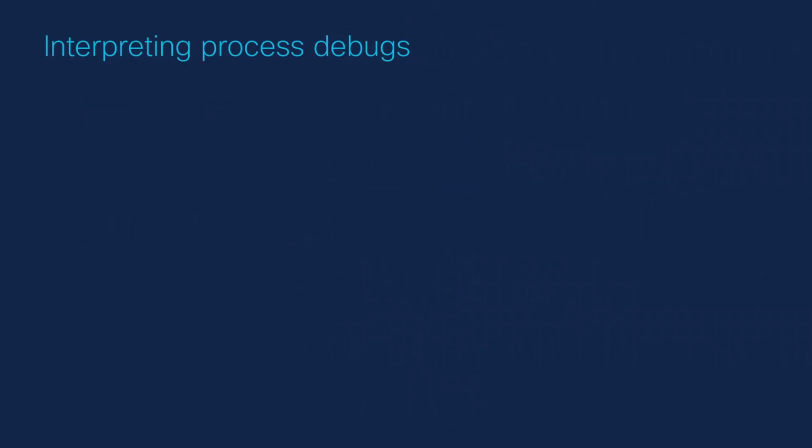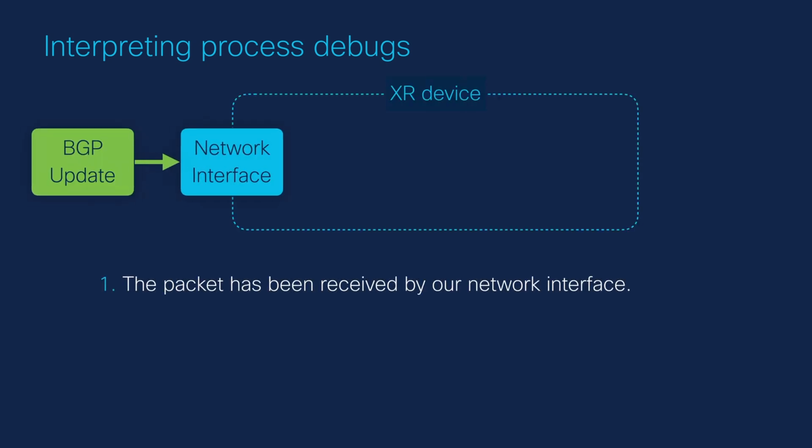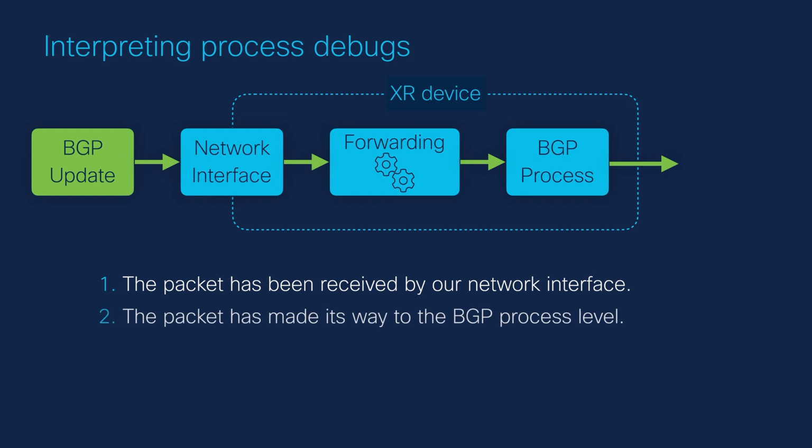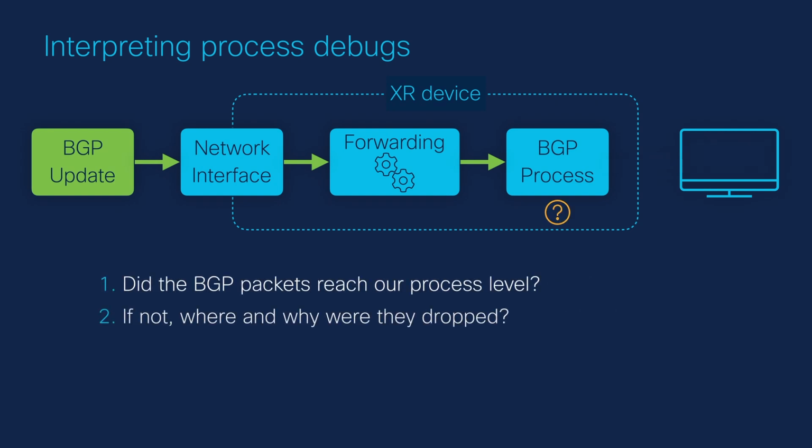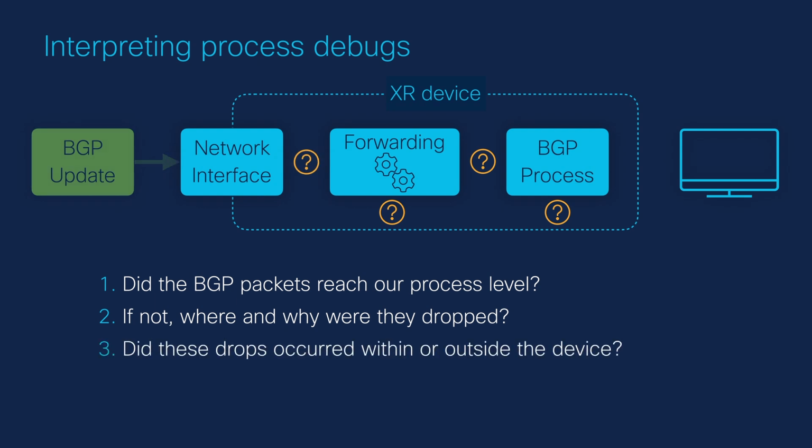For example, the debug output from a Border Gateway Protocol process for an incoming BGP packet suggests two things. First, the packet has been successfully received by our network interface. Second, the packet has made its way to the BGP process level. If debugs fail to show traces of our packets, it would prompt several questions. Did the BGP packets reach our process level? If not, where and why were they dropped? Most importantly, did these drops occur inside the device or before reaching our network interface?